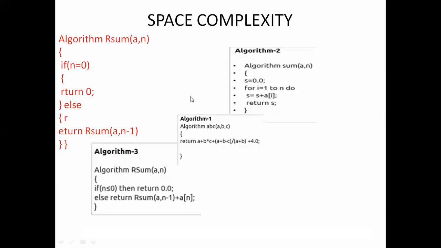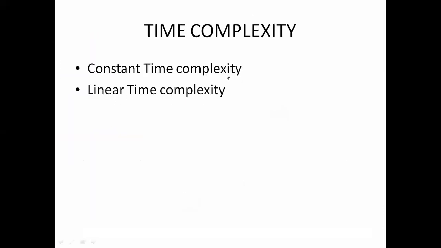Okay, next coming to the time complexity. Time complexity is the total amount of time required by an algorithm to complete its execution. We call it the time complexity. Here we have two types: constant time complexity and the variable part. I'm discussing these two concepts today, and tomorrow we will discuss in depth the time complexity of this algorithm.